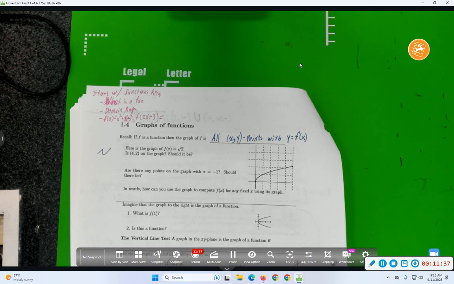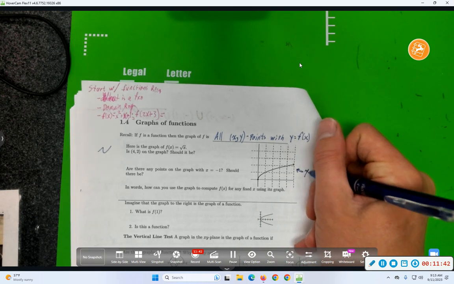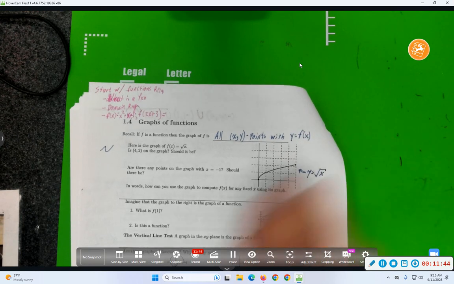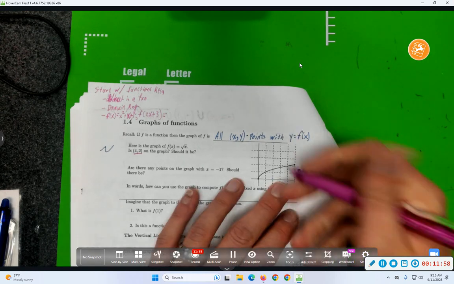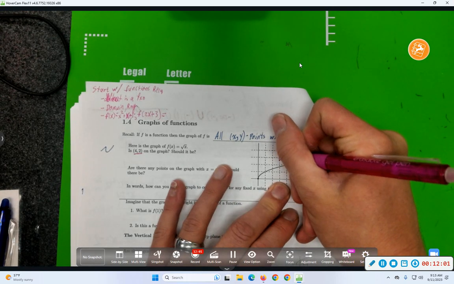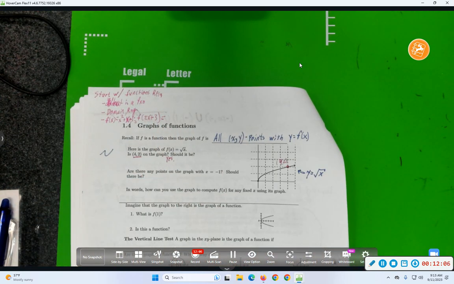So let's just put that into practice. Let's test that. Right here, I claim this is the graph of y equals the square root of x. Let's first answer an easy yes-no question just by looking at that graph. Is (4, 2) on that graph? Should it be? So it is on the graph because it's this point. Should it be requires more than just a yes-no. Why is (4, 2) on that graph?